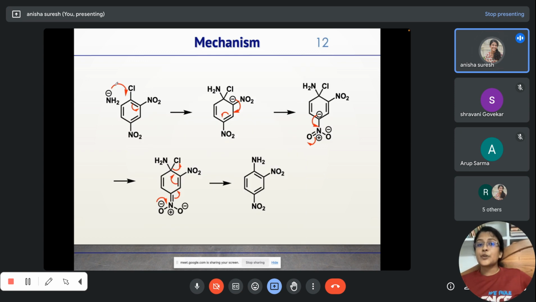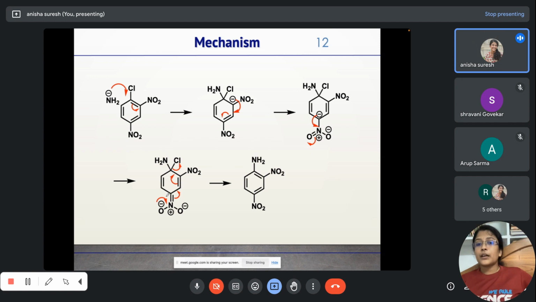So first, NH2 minus will add at the ipso position of this chlorine. This double bond will migrate in this fashion. So here a negative charge will be generated. That negative charge will delocalize in this fashion and this double bond will migrate. So here a negative charge will be generated. Then this negative charge will undergo conjugation with this nitro group and this N double bond will break and this negative charge on the oxygen will be generated. So this is the intermediate that is formed.